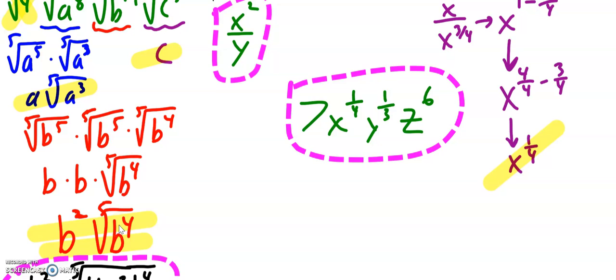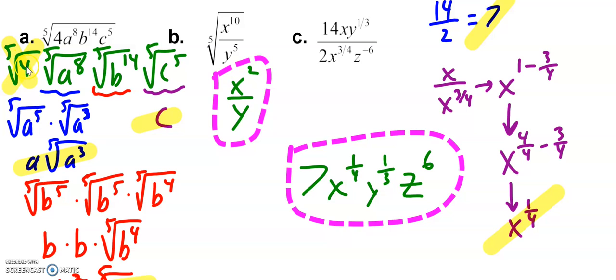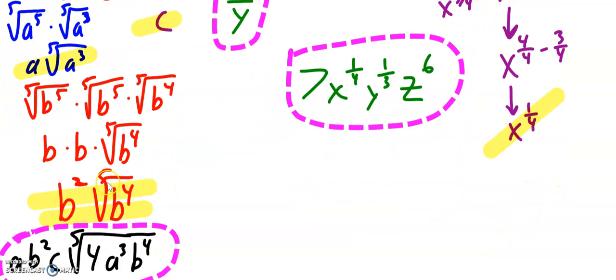So now it just became a matter of putting it all together. So what things are outside of the root? I have the a, the b squared, and the c, and what things are still in the root? Well, I still have my 5th root of 4, I have the 5th root of a to the third, and I have the 5th root of b to the 4th. So that's how I got a, b squared, c, 5th root of 4, a to the third, b to the 4th.